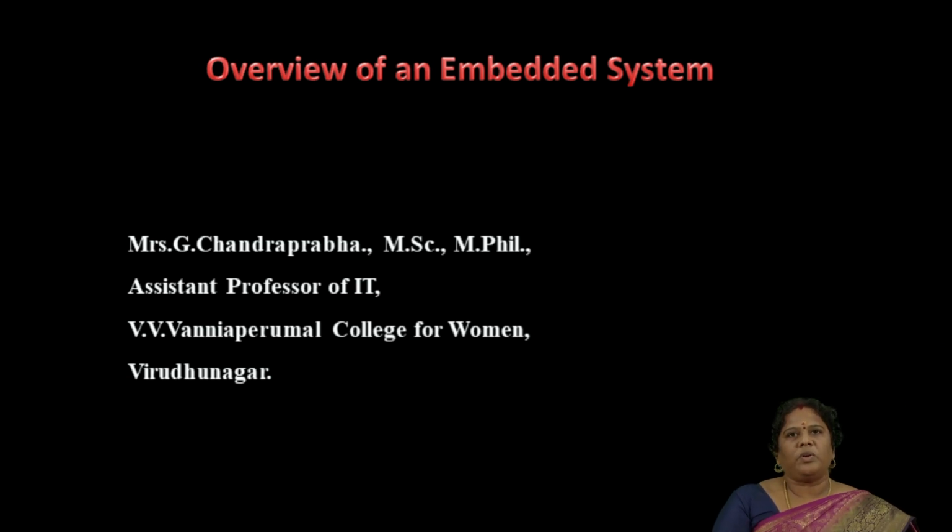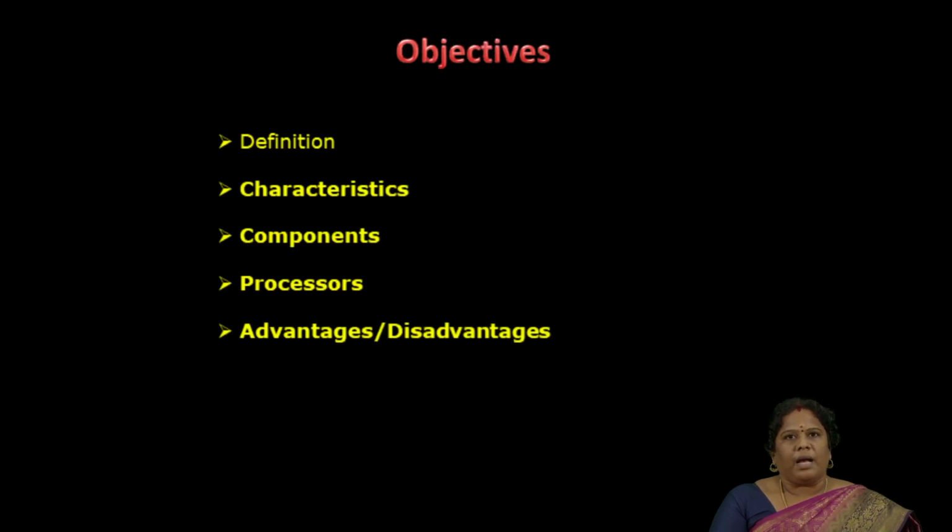Now I am going to explain the overview of an embedded system. The objectives of our slide: first, you should study the definition of an embedded system, and then the characteristics of an embedded system, the components of the embedded system, the processes which are used by embedded systems, and its advantages and disadvantages.